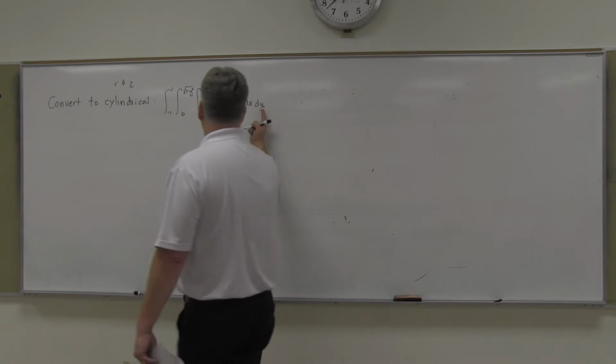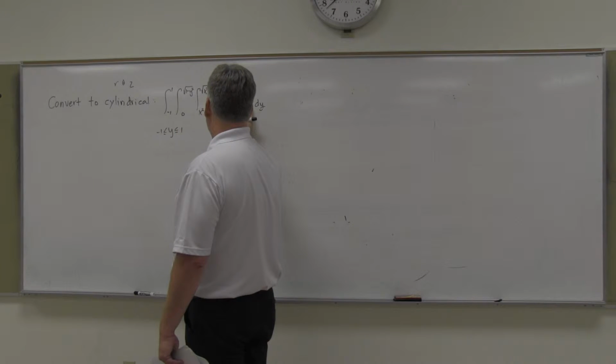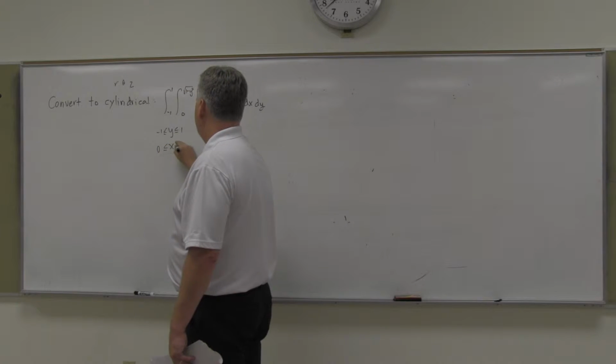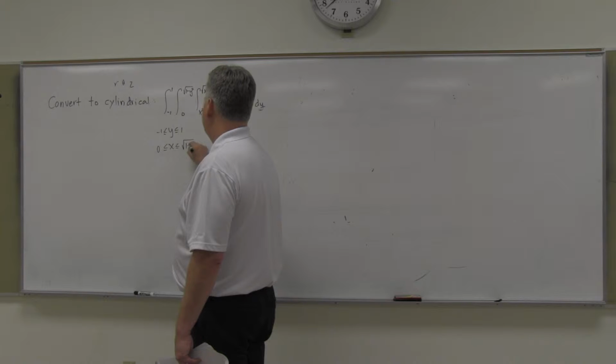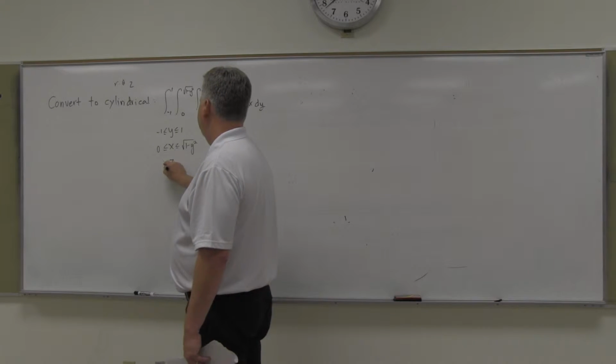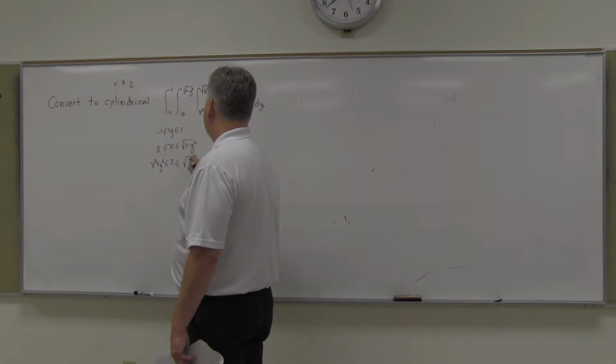So looking at them, all right, so the y's are -1 to 1. The x's are 0 to square root of 1 minus y squared. And the z's are from x squared plus y squared to square root of x squared plus y squared.